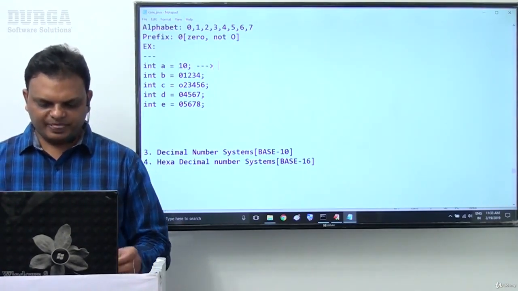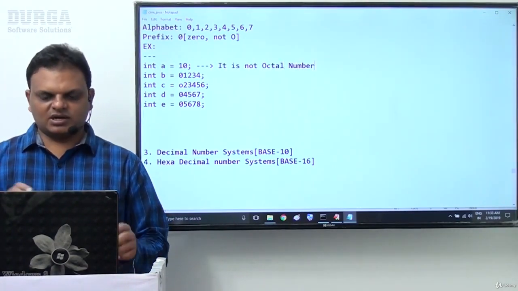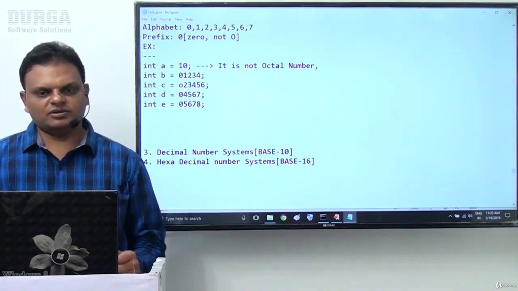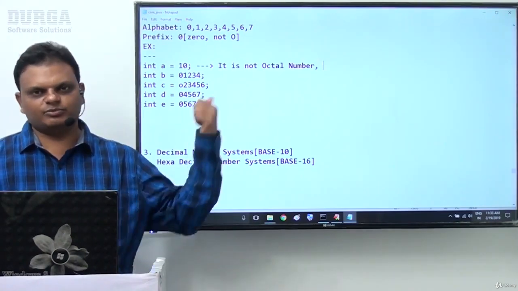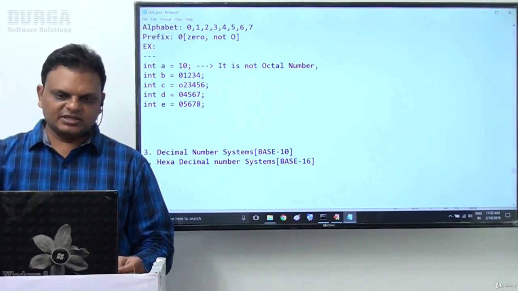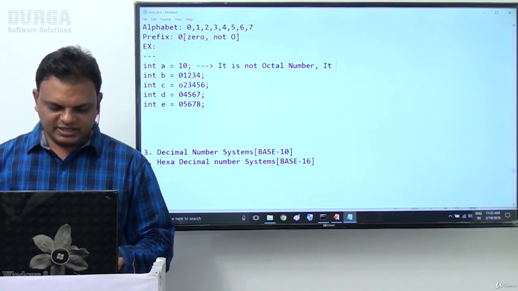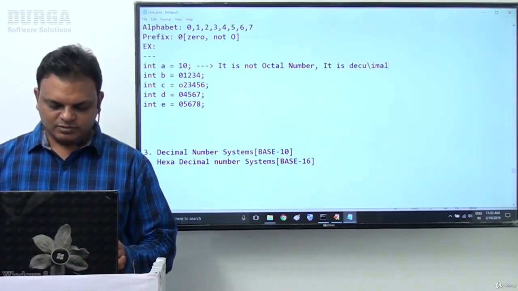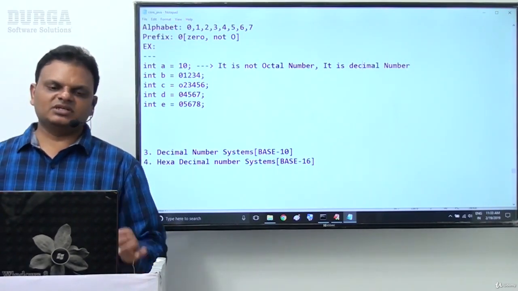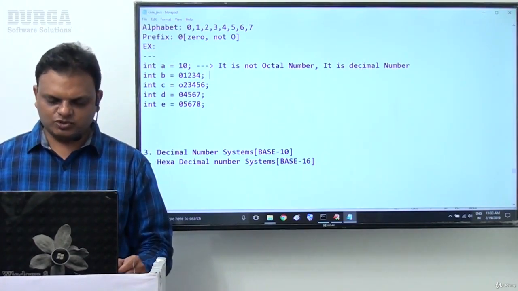First one is not an octal number. Why sir? Why is it not an octal number? Because 0 is not a prefix value. If 0 is the prefix value, then it is an octal number. But 0 is not available as a prefix. 10 is just a simple number. Okay, it is not an octal number. But which number system is it? It is the decimal number system. No prefix available means the default number system is allowed. The default number system in Java is the decimal number system.